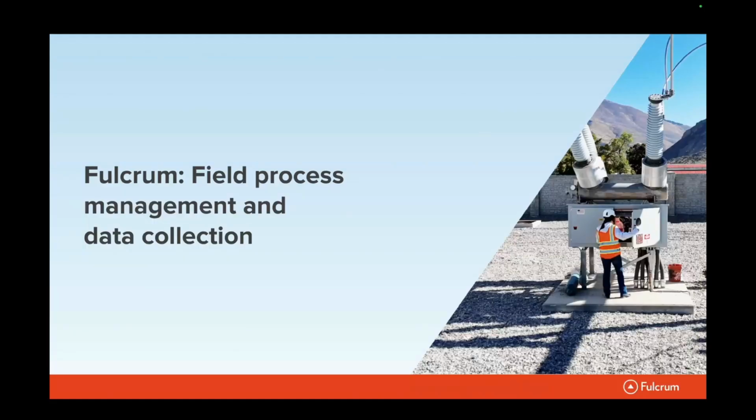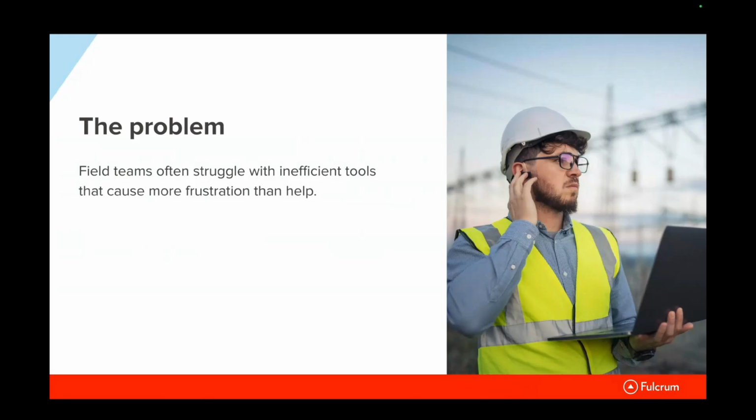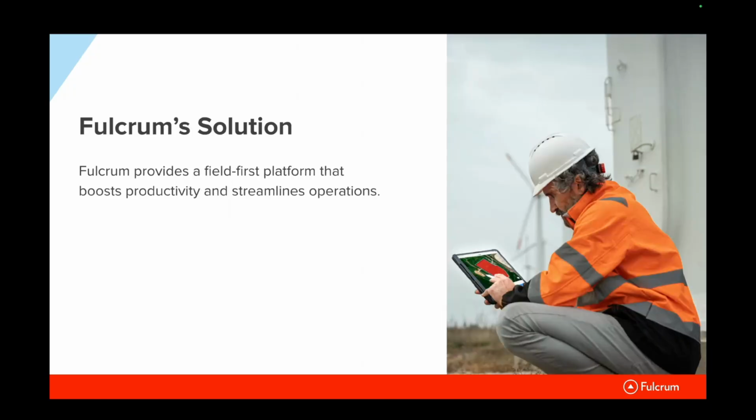With that in mind, we focus on this specific issue, the fact that field teams struggle with inefficient tools that cause more frustration than help. You think that you're giving them something useful by giving them that mobile app, but when it's one of 4 mobile apps they're going to have to use, it becomes a real challenge, and it causes a new source of frustration that they didn't have before. Our solution is to provide that field-first platform. And when we do that, we're focused like a laser on boosting productivity and streamlining operations. There's a lot of goodness and light that comes out after that, including the ability to do better analysis and having better asset data across the board and so on and so forth. But we're focused predominantly on the productivity and the streamlining of operations.